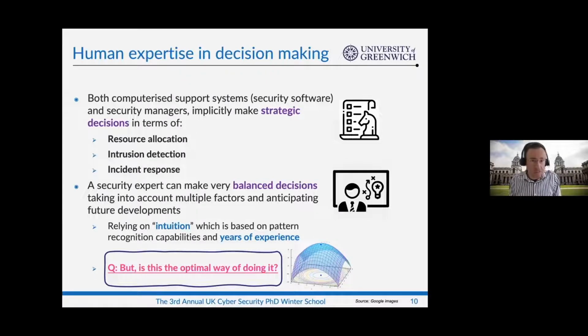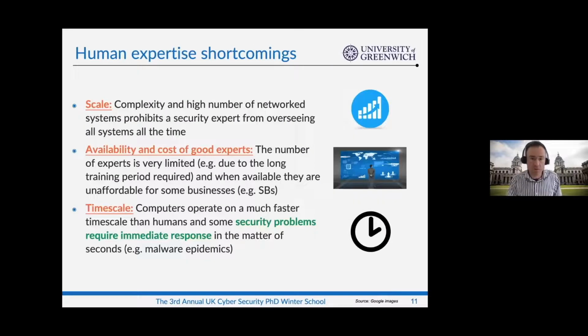Three things that I have here: strategic decisions about resource allocation. Intrusion detection is part of that, and is a more specialized area of decisions. And incident response. What do we do when bad things happen to our organization? Now, what is the optimal way of doing that? Let's move on so we can catch up with the time.